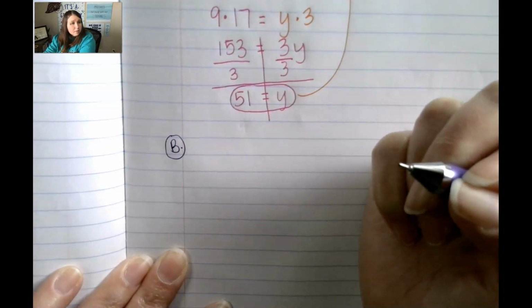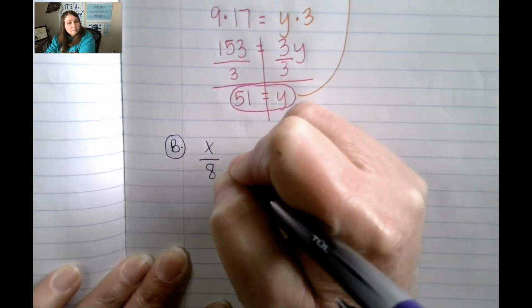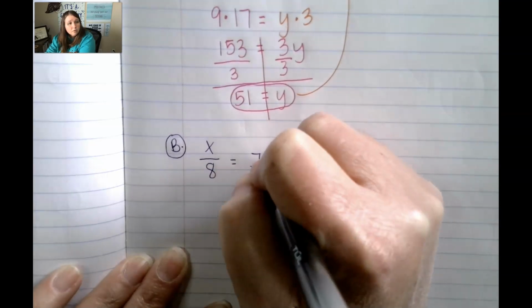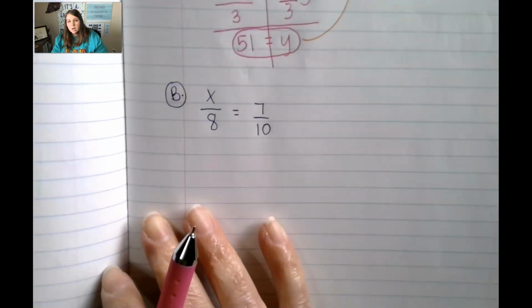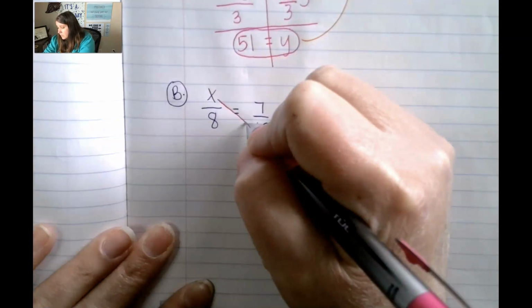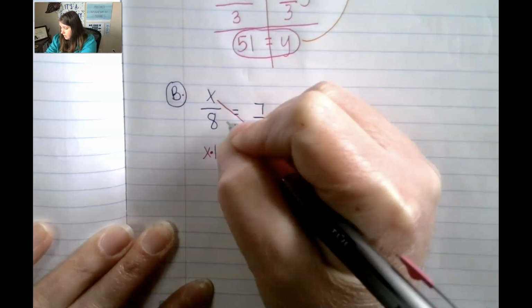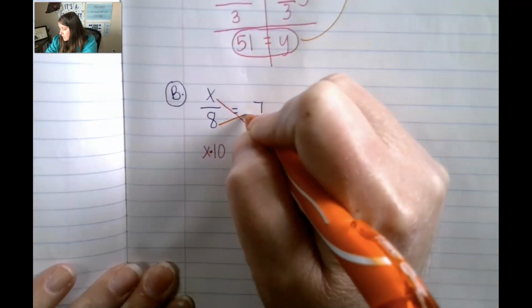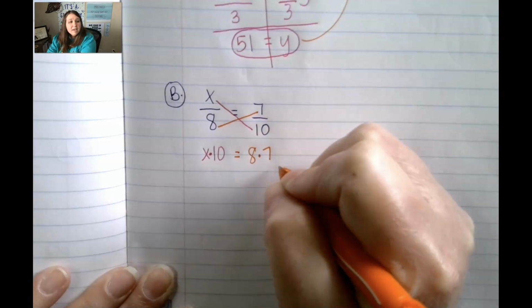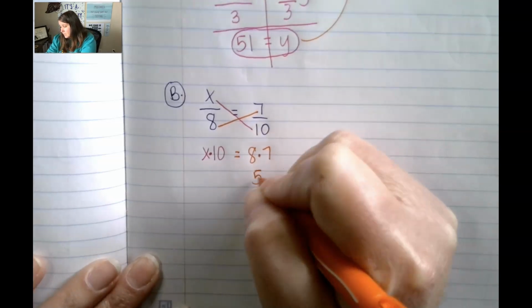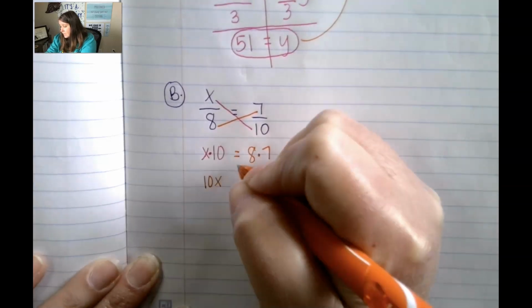All right, example B says that I have x over 8 is equal to 7 over 10. Okay, so we're ready to do some cross multiplication first. So our first one is x times 10. And then our second one that we have here is 8 times 7. Okay, well, we know that 8 times 7 is 56, and 10 times x is just 10x.